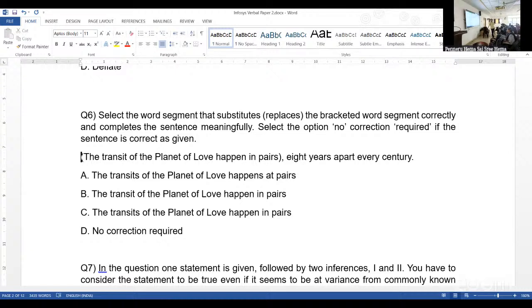What is the subject? How do you identify the subject? Sindhu, how do you identify the subject? Stand up.